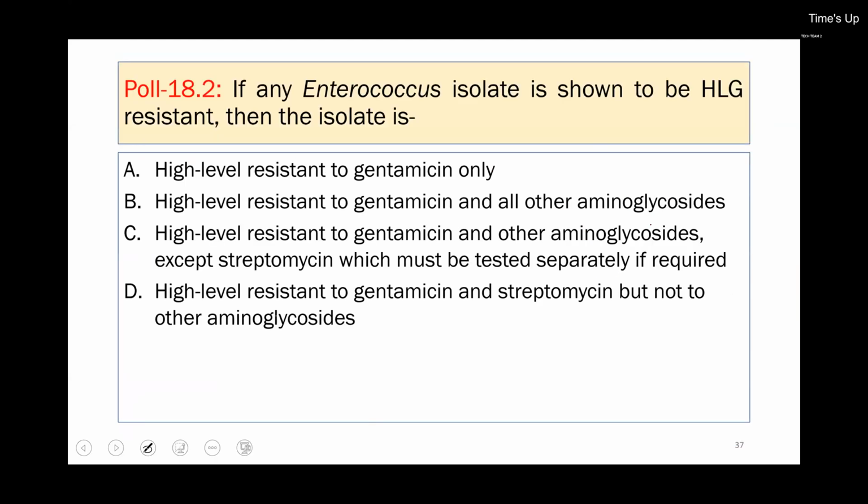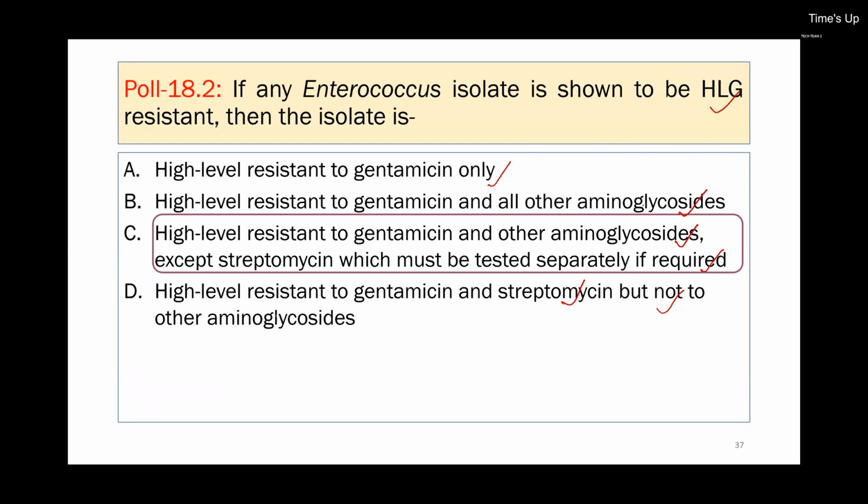The next question was: if any Enterococcus isolate is shown to be high level gentamicin resistant, what can we expect? Is it resistant to only gentamicin? Is it resistant to gentamicin plus other aminoglycosides? Is it resistant to all aminoglycosides, but streptomycin needs to be additionally tested? Or can we predict that gentamicin and streptomycin are resistant, but about others we cannot say? The answer is very clear, and I've already discussed it. For HLG testing, gentamicin and other aminoglycosides can be reliably commented on, but streptomycin we can't. We have to additionally test for it.